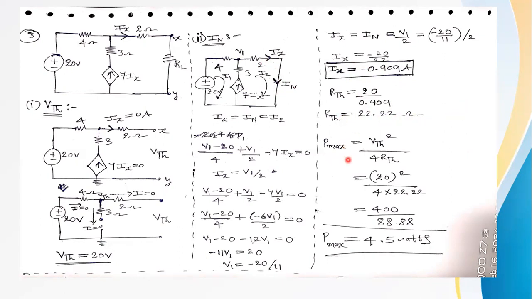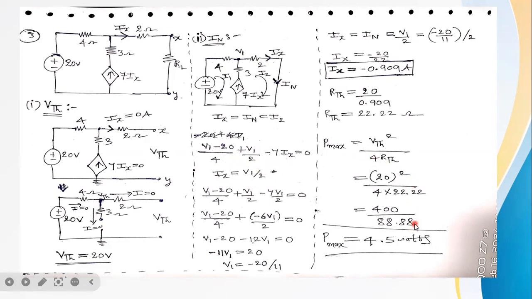Then the maximum power, Pmax, is equal to VTH squared divided by 4 times RTH. Substituting VTH and RTH in this equation, VTH is 20, so 20 squared is 400, divided by 4 times 22.22, which is 88.8. Then the maximum power is equal to 4.5 watts. So like this we can calculate theoretically using nodal analysis, and we can find the maximum power transfer to the load.